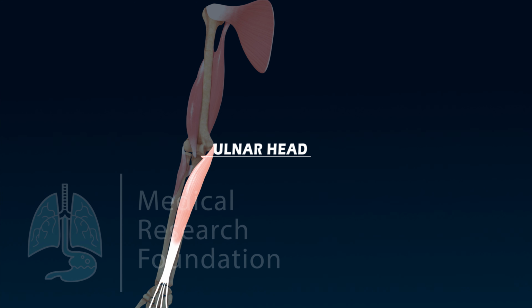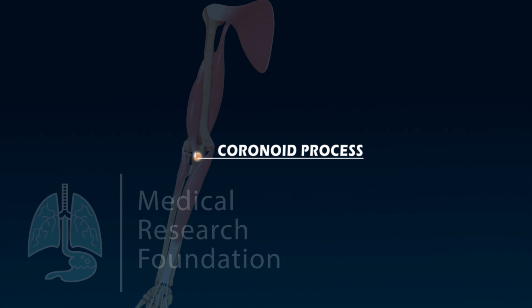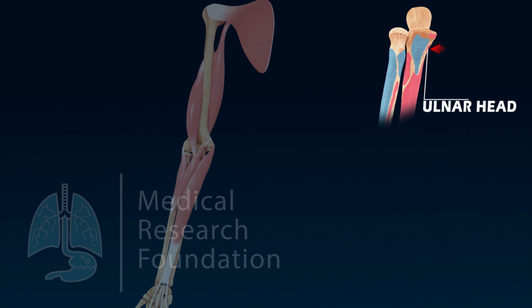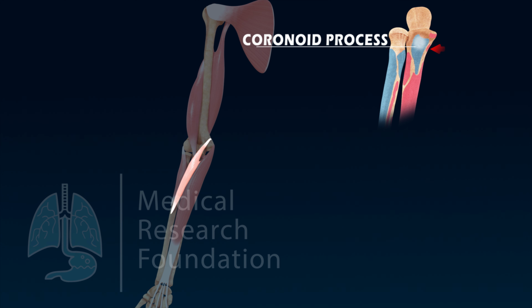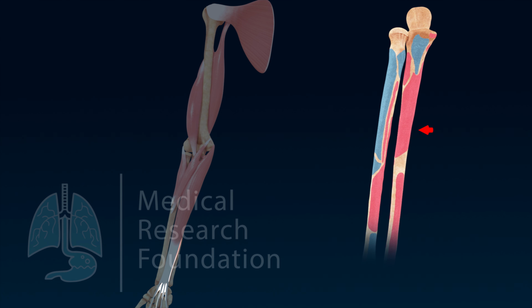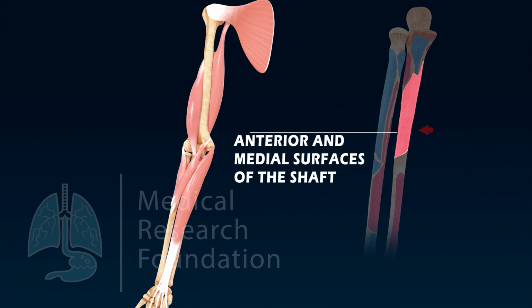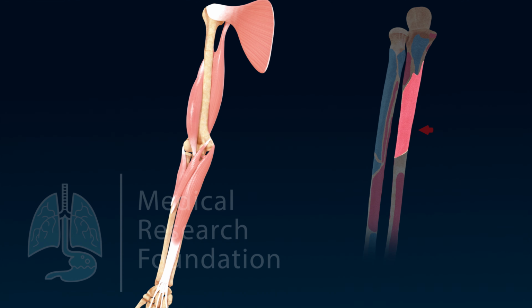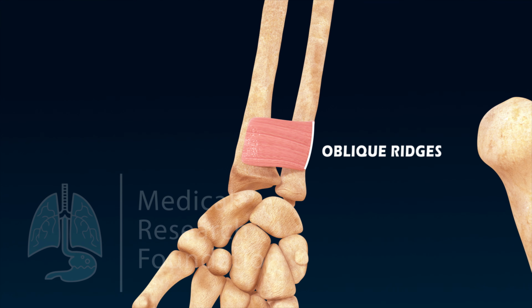The ulnar head of the flexor digitorum superficialis arises from the tubercle at the end of the medial margin of the coronoid process. The ulnar head of the pronator teres arises from the medial margin of the coronoid process. The flexor digitorum profundus arises from the upper 3/4 of the anterior and medial surfaces of the shaft. The pronator quadratus takes origin from the oblique ridge on the lower part of the anterior surface.